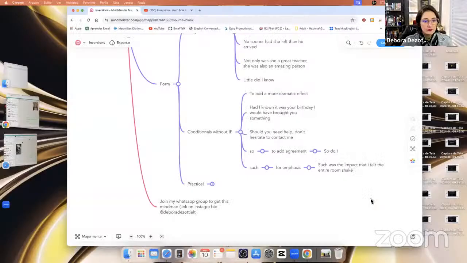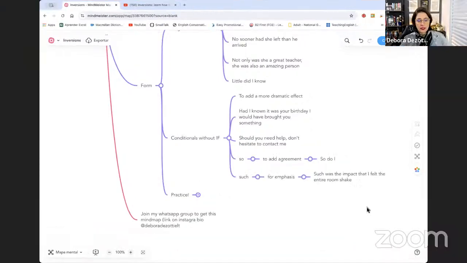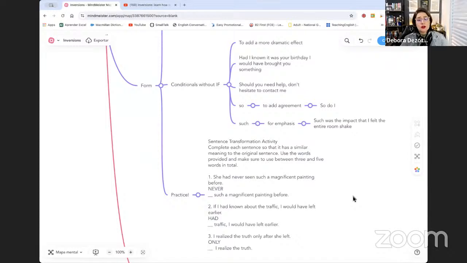Let me find myself again. Here we are. Look, practice. I have 3 sentences that I want to transform. So just like a C1 advanced activity, sentence transformation. Complete each sentence so that it has a similar meaning to the original sentence. Use the words provided and make sure to use between 3 and 5 words in total.